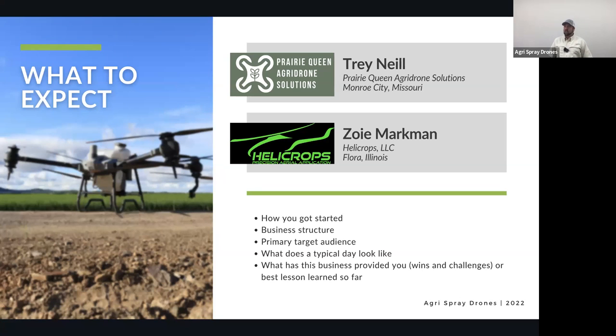Primarily fungicide, I assume? Fungicide, yep. And actually insecticide a lot of the time too. A lot of insecticide went on this past year.